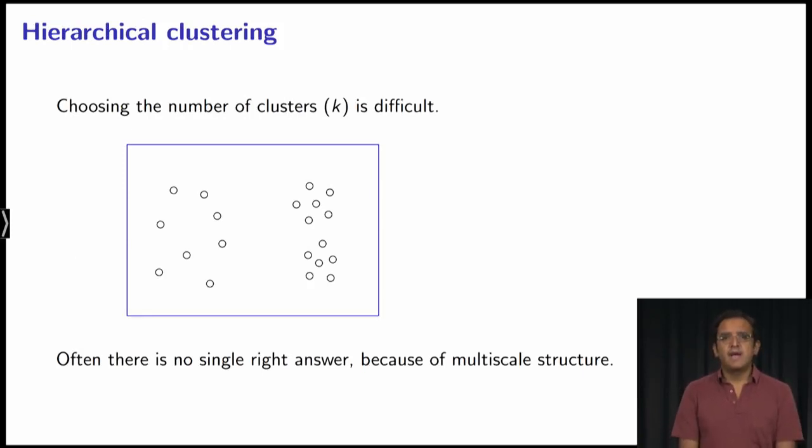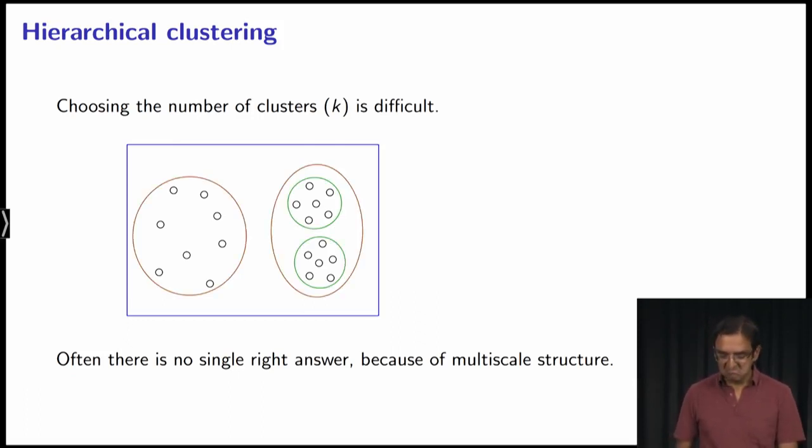Let's look back at this data set over here. How many clusters are there? Well, there definitely seems to be a cluster on the left. And on the right, is that one cluster or perhaps two clusters? Okay, it's hard to tell. And in fact, there's no right answer. Both choices are perfectly legitimate. Real data often behaves in this way.